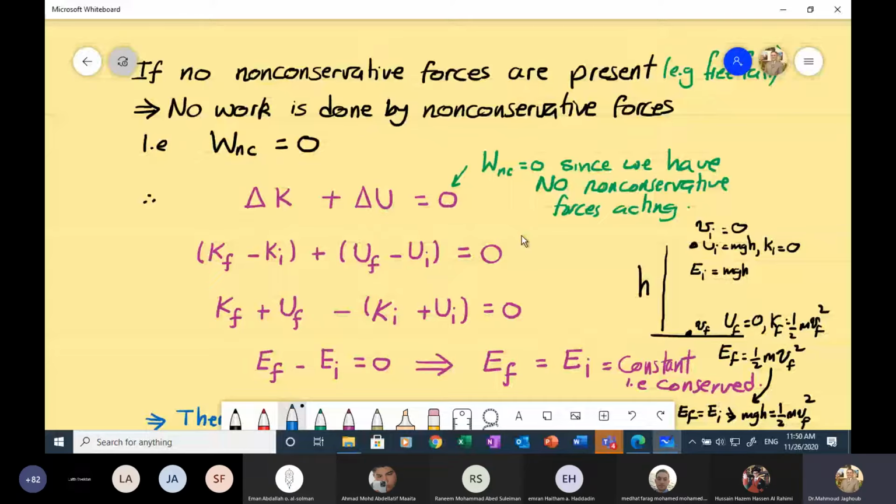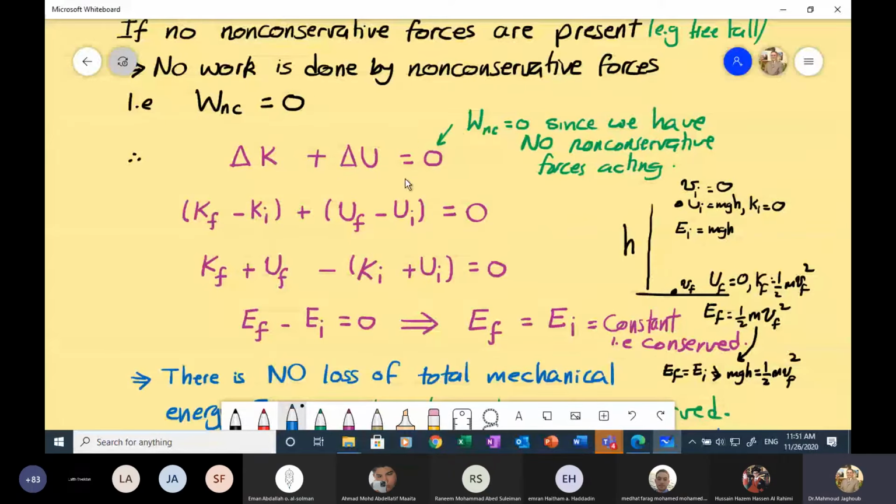So any increase in delta K, opposite to it, there is a decrease in delta U. If delta K increases by X, delta U decreases by X, so that the sum is zero. If delta K is, let's suppose, minus 100 joules, tell me, what should delta U be? 100. So that minus 100 plus 100 equals zero. Okay, I will always be using this formula.